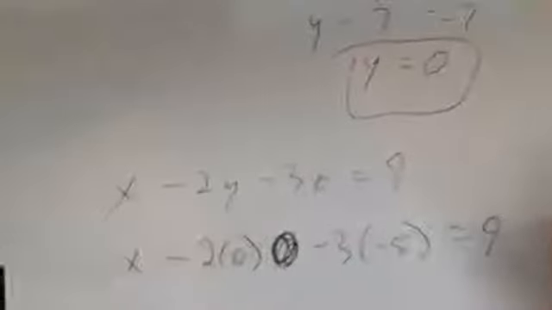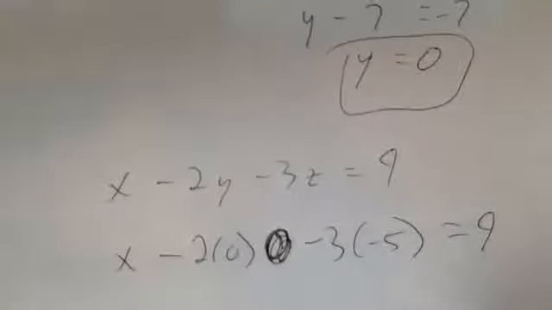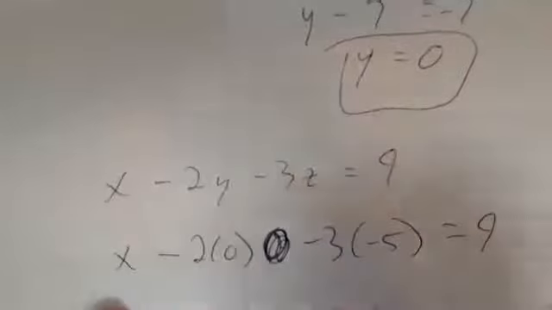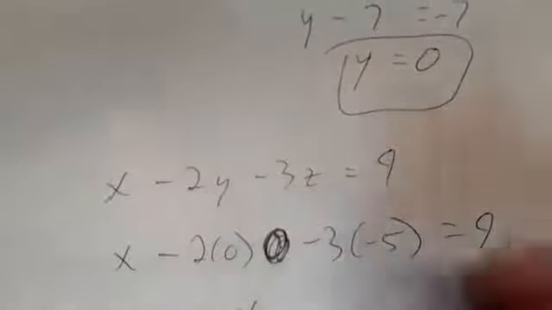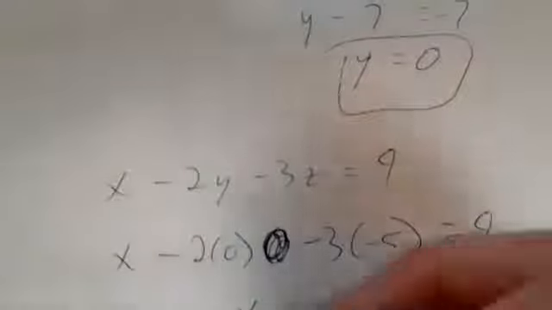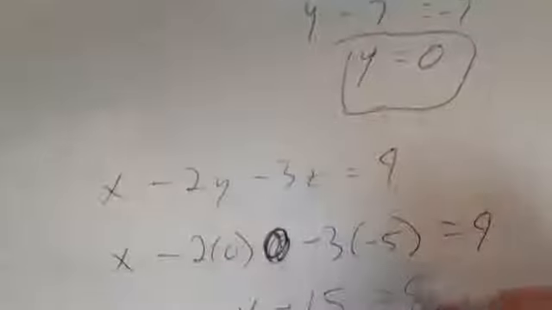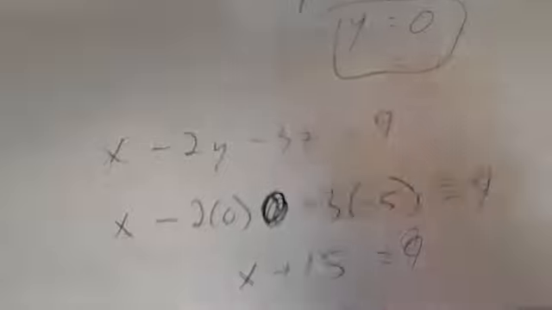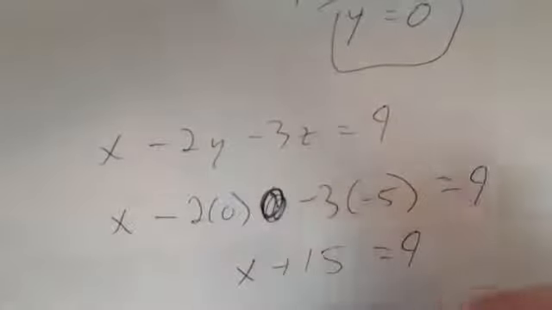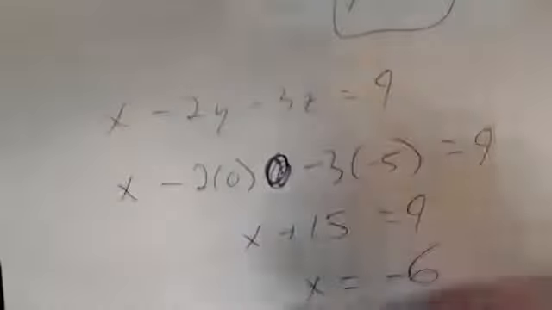So this is why you do math in pencil. Sorry, this is why you don't do math in pen. This is why you do math in pencil. Do as I say, not as I do. So x plus 15 is equal to 9, I believe is what this is giving you. So we're going to subtract 15 from both sides, and this is x equals negative 6.